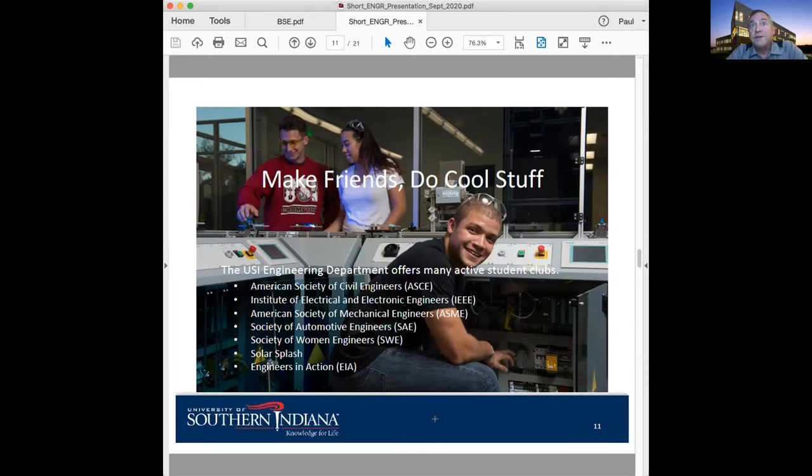The Institute of Electrical and Electronic Engineers always does an autonomous robot. Our Mechanical Engineering Society does what's called a human-powered vehicle, which is kind of like a recumbent bike, but they also volunteer their time to put on a Lego robotics contest for middle school students in the area. Our Society of Automotive Engineers, SAE, does what's called a mini Baja car. It's an all-terrain vehicle. The Society of Women Engineers doesn't really do a project, but they have a conference that they attend every year. And we have had now at least 3 of our female graduates obtain jobs through that conference.